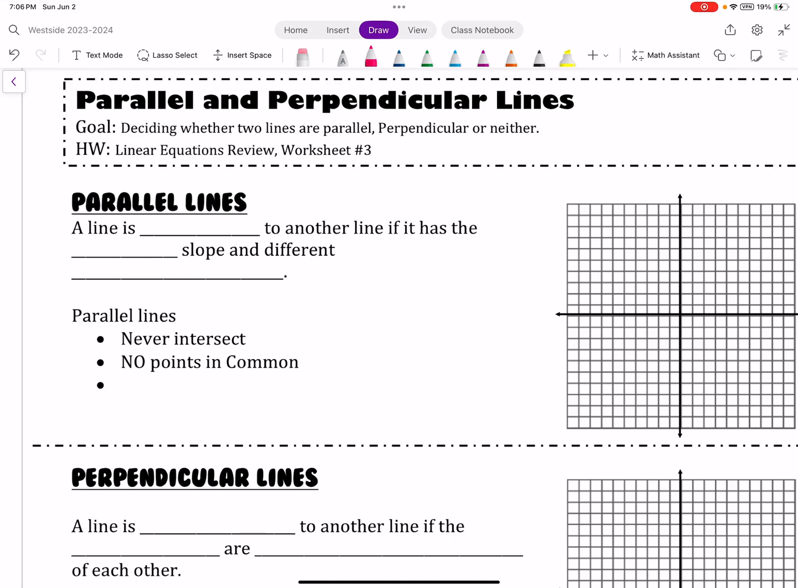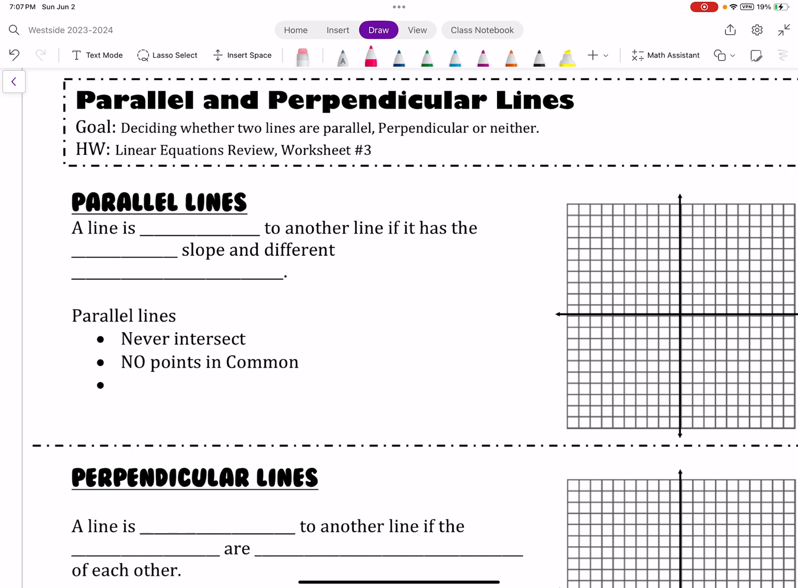All right, today we're going to talk about parallel and perpendicular lines. Your goal at the end of this lesson is to be able to decide whether two lines are parallel, perpendicular, or neither. The homework is Linear Equations Review, worksheet number 3. So we're going to start with parallel lines.